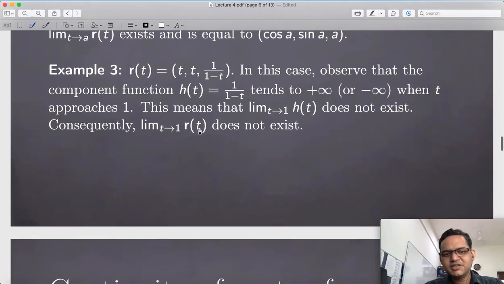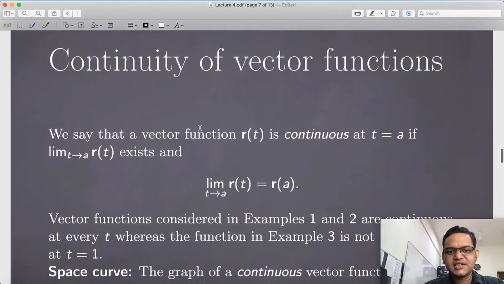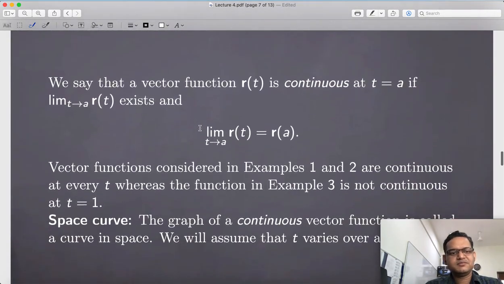Once I know the limit, now I can talk about continuous functions. So what is a continuous function? It's basically that you start with a function and then you say that this vector valued function is continuous at t equal to a.